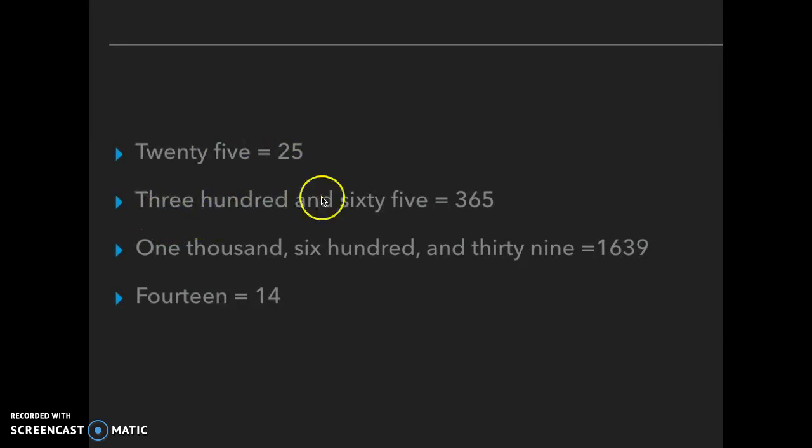Next we'll look at the number 365. That would be 3 hundreds blocks, 6 tens blocks, and 5 ones blocks. Or you could think of it as 300 plus 60 plus 5. In our next example, we have 1,639. That could be 1 thousands block, 6 hundreds blocks, 3 tens blocks, and 9 ones blocks. Or it could be 1,000 plus 600 plus 30 plus 9.